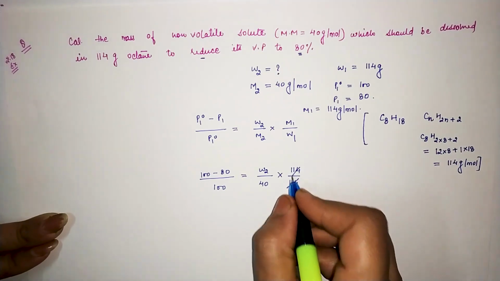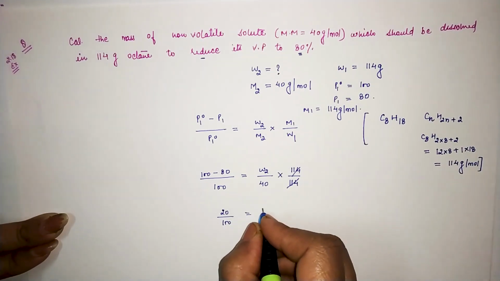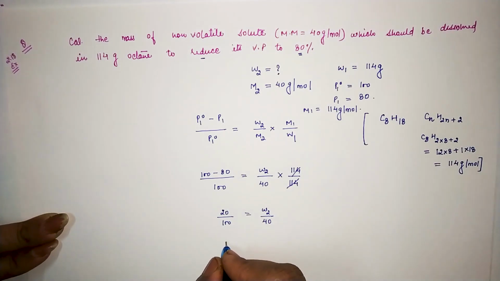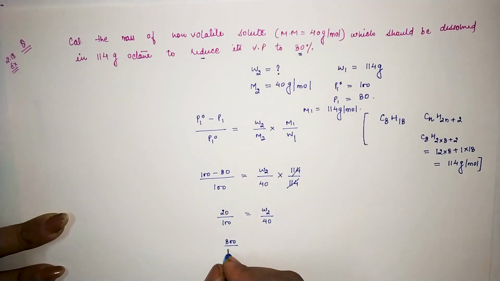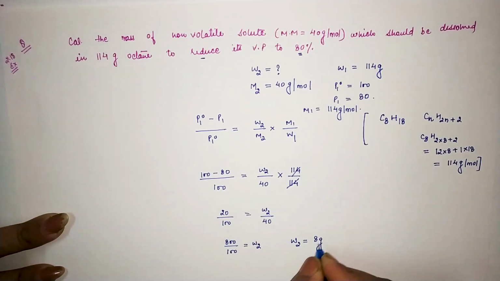So this will cancel out. Put 20 upon 100 is equal to W2 upon 40. Take this 40 this side, so it will become equal to 800 upon 100, which is nothing but W2. So W2 is equal to 8 gram.